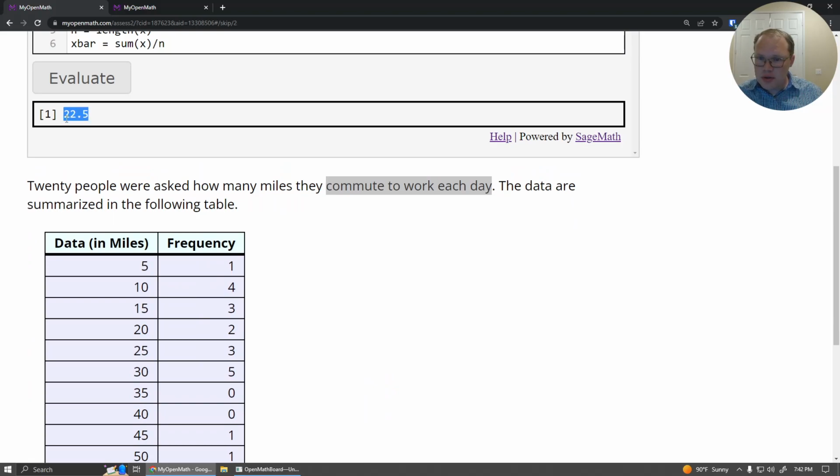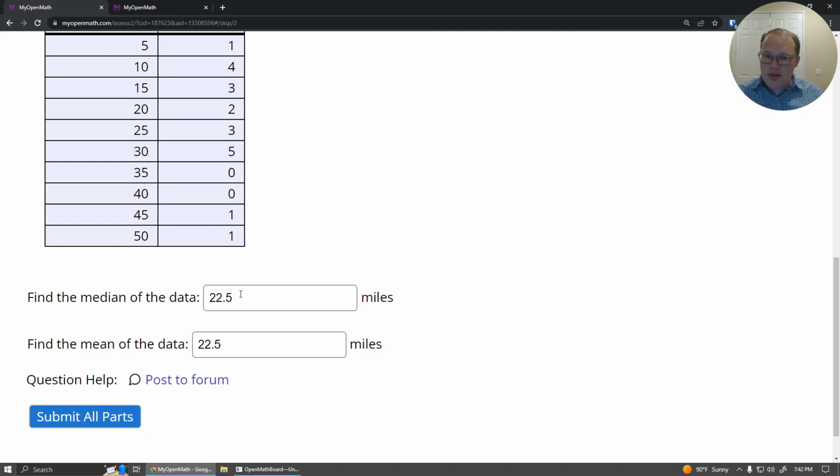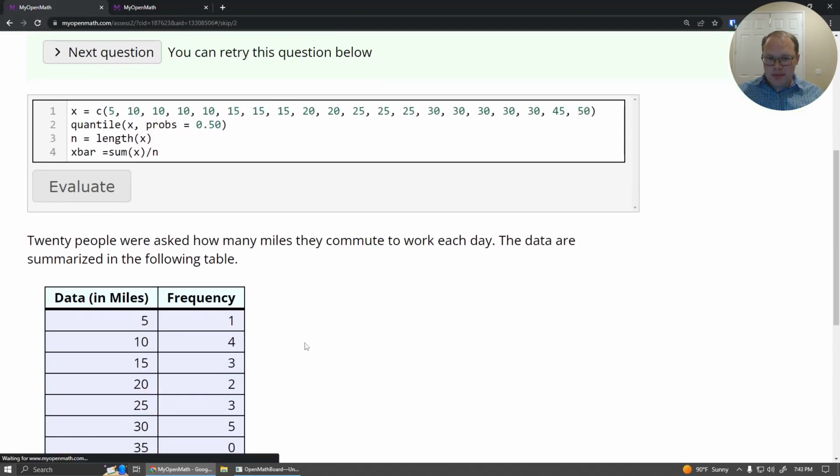And so, in this exact instance, the median and the mean are equal to each other. They're the same. That generally doesn't happen, but it can happen. Right? It obviously happened in this case. Submit, and we have it.